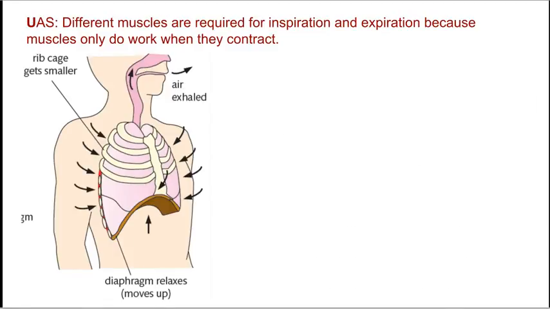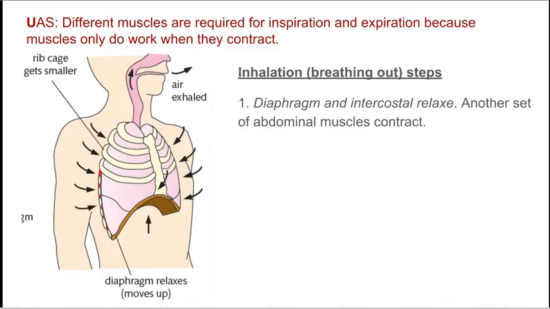Now let's look at the opposite. So this is expiration now, where air is being moved out of the lungs, also known as breathing out. In this case, the diaphragm and the intercostal muscles relax. Relax is misspelt there, I'm sorry. And another set of abdominal muscles contract. What this does is it basically allows the weight of the ribs to press down on the lungs, the bones of the ribs, and this leads to a decrease in the volume of the lungs.